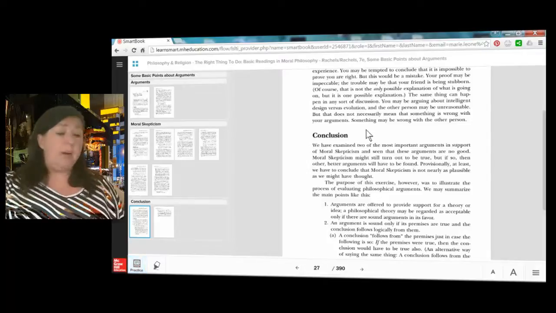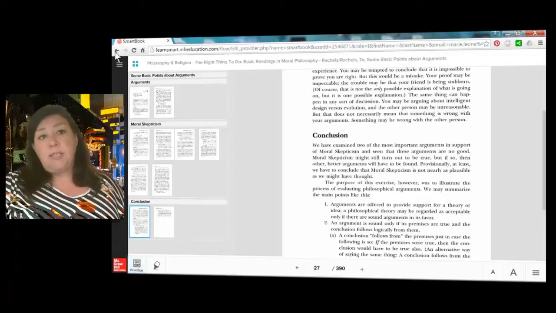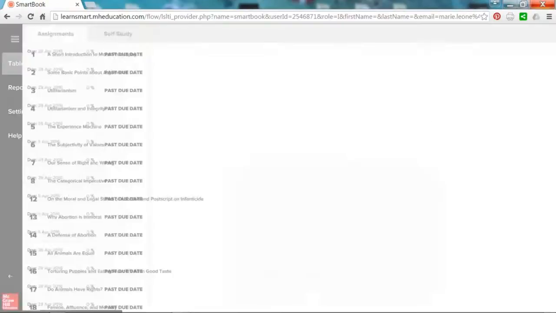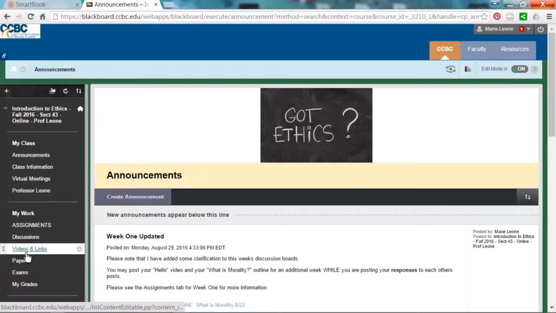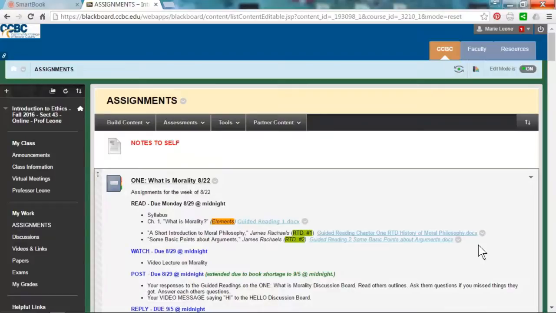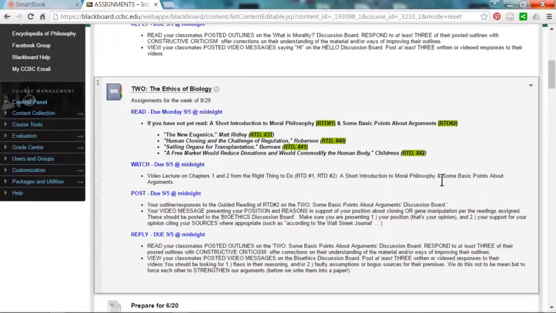Please do read the chapter and then move on to read the selections also in the Right Thing to Do book, which concern bioethics. I'll bring this over here. Here's our assignments. Now this is a little different than last week. Last week we just started with what is morality. This week we are going to be moving into the ethics of biology, or bioethics. And be forewarned, next week we're going to do both of these things at the same time.